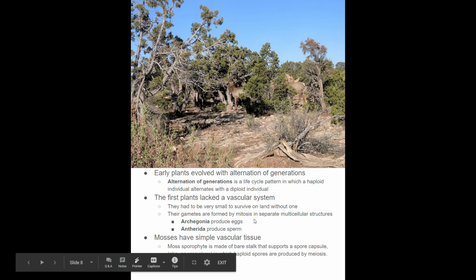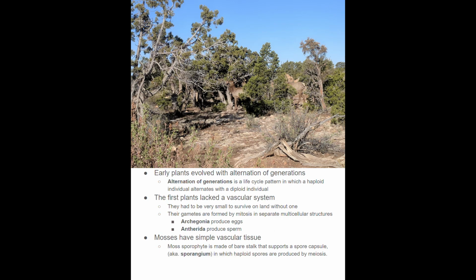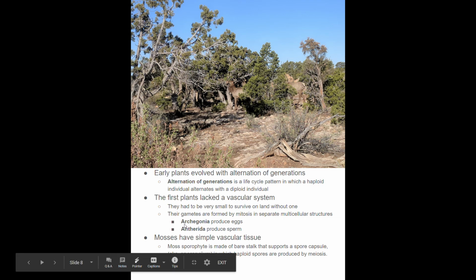Their gametes are formed by mitosis in separate multicellular structures. So these guys form gametes in a different way. They form them in archegonia, and that is what we have to produce eggs. So that's archegonia and antheridia. Antheridia produce sperm, archegonia produce eggs.